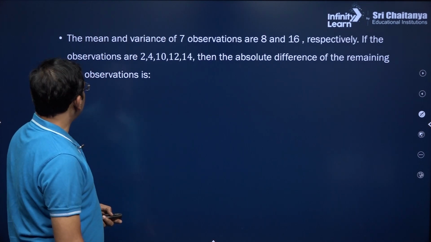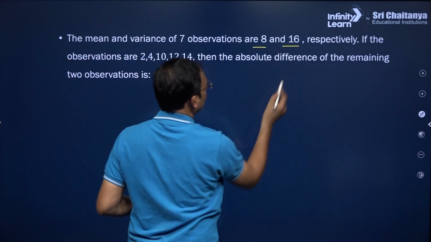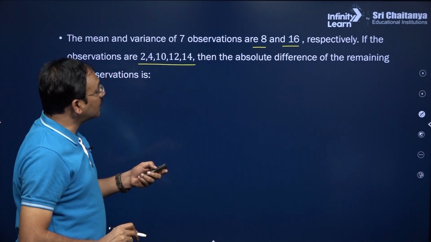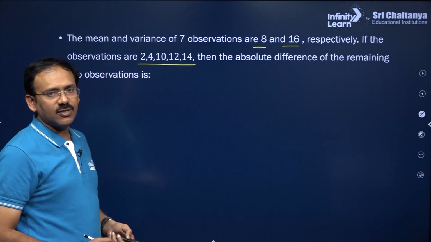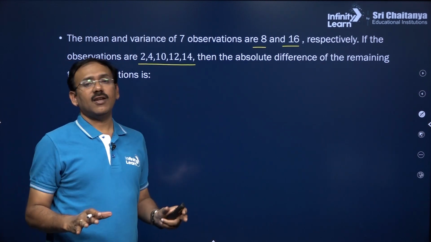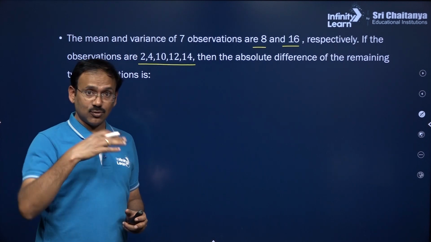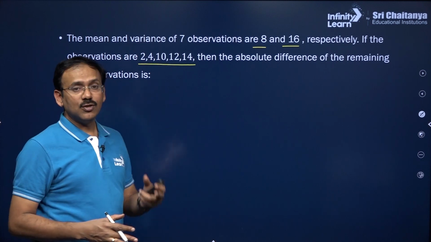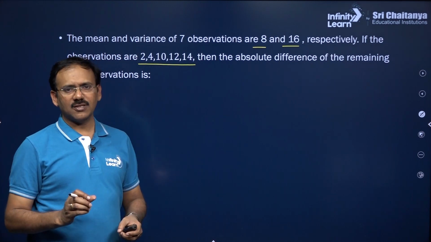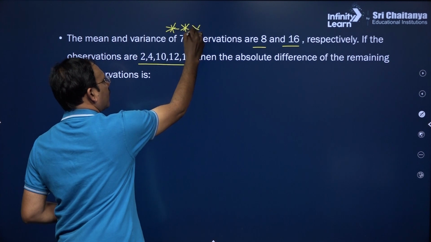Next, friends. The mean and variance of 7 observations is 8 and 16 respectively. If the observations 2, 4, 10, 12, 14 are given, then find the absolute difference of the remaining 2 observations. Friends, this model is very important, because in the 2022 June, July attempt as well as 21, you can see this model more than 6-7 times. The same kind of question with little modifications is given. I can say this is a triple star question in statistics.